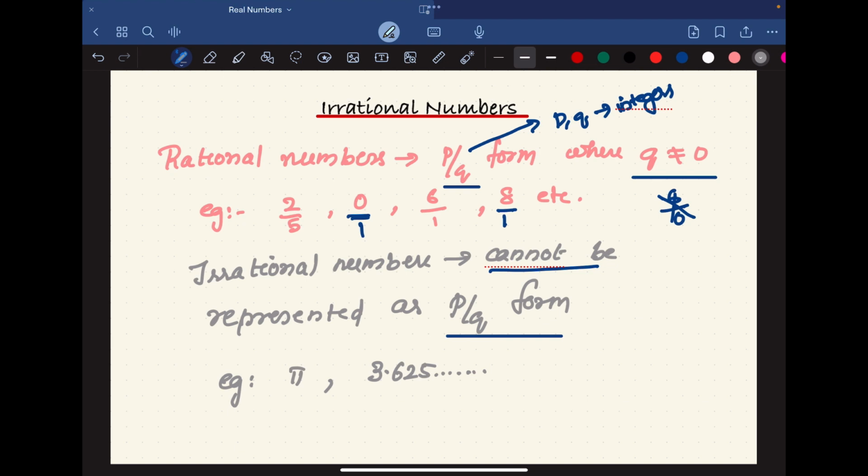What kind of decimal expansion can an irrational number have? Irrational numbers are non-repeating, or non-recurring, and non-terminating. Non-terminating, non-repeating decimals are called irrational numbers. So let's move on to the main topic.